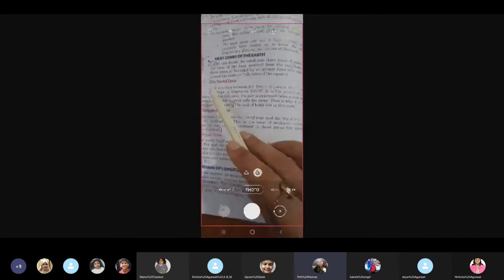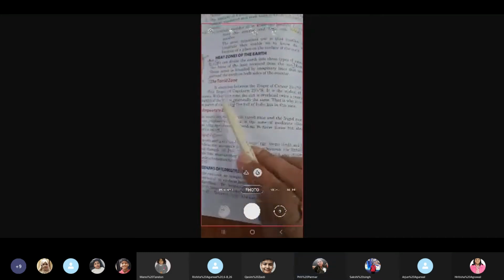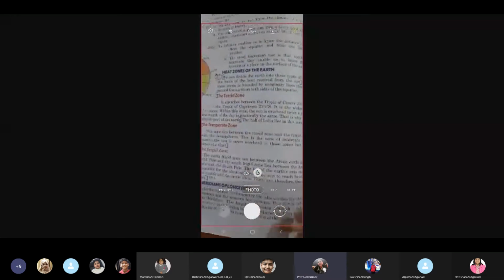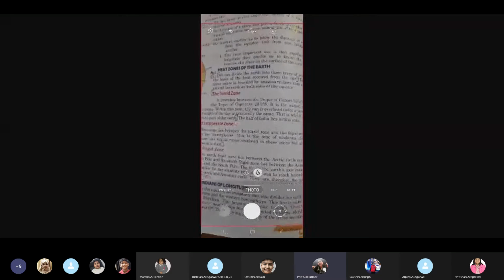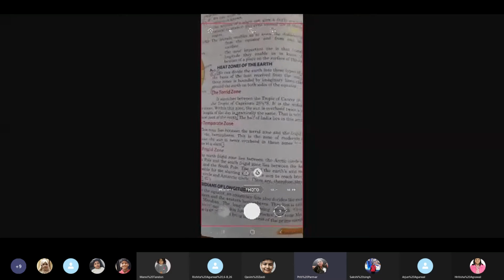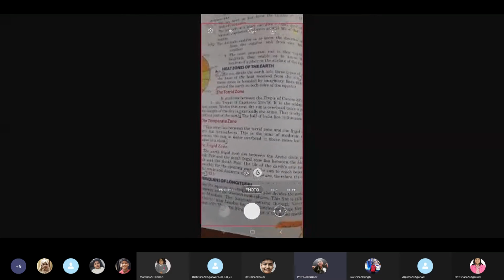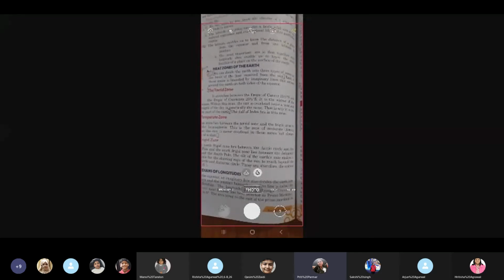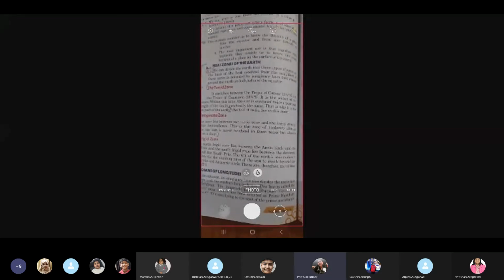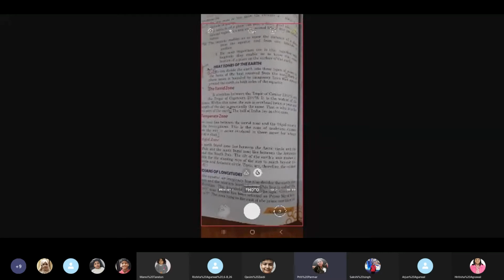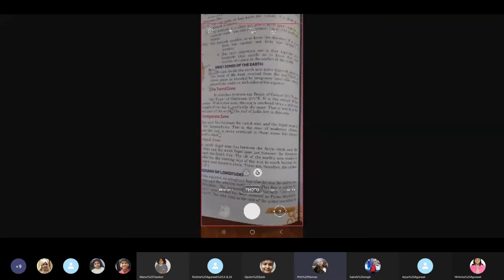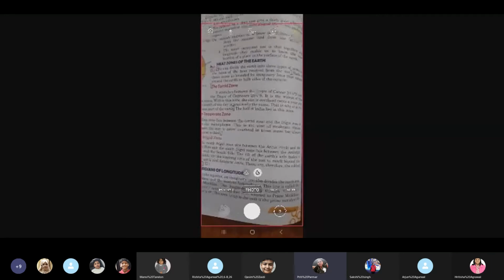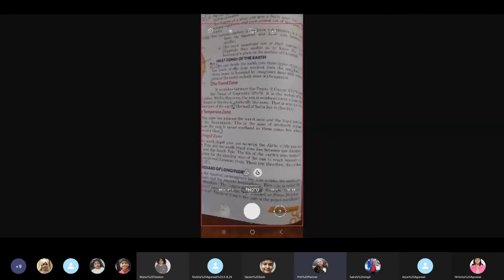Then come and give the heading the torrid zone and you'll write the complete thing till here. I'll read it. It stretches between the Tropic of Cancer 23.5 degrees north and the Tropic of Capricorn 23.5 degrees south. It is the widest of the five zones. Within this zone, the sun is overhead twice a year and the length of the day is practically the same. That is why it is the hottest part of the earth.